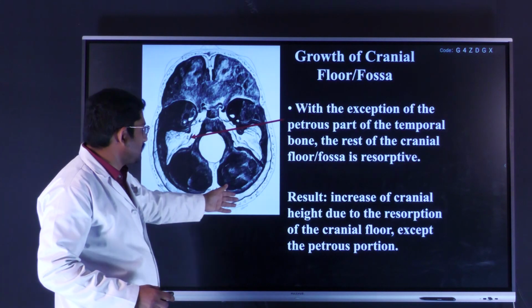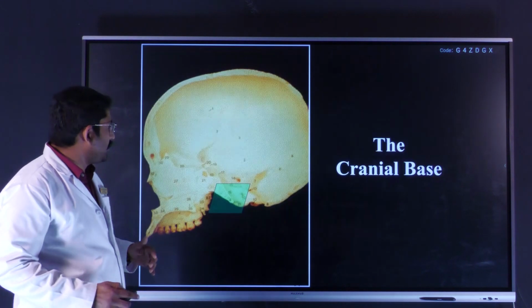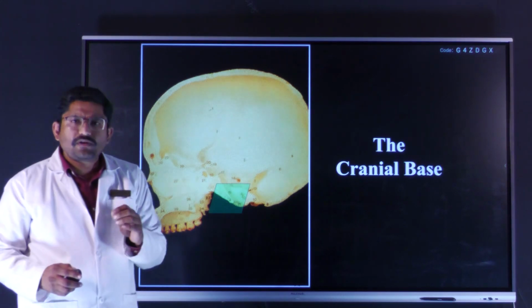So what happens as a result? Increase of the cranial height due to resorption of the cranial floor, except at the petrous part of the temporal bone. There are important structures here.